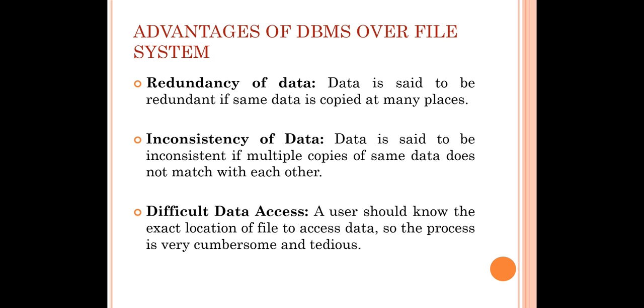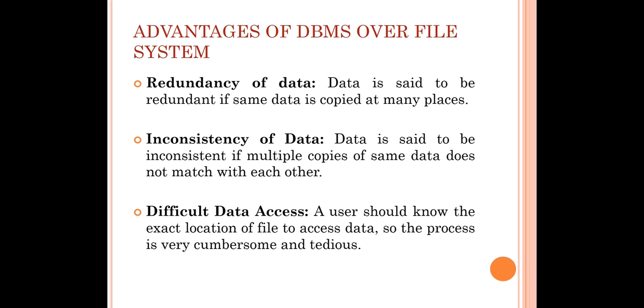Next, we will discuss the advantages of DBMS over file system. First, we will discuss the point redundancy of data. Data is said to be redundant if the same data is copied at many places. The data redundancy is representing the duplication of data. Suppose we are managing the database of a college where a student is enrolled for two courses. The same student details in such a case is stored twice, which will take more storage than needed. The data redundancy often leads to high storage cost and poor access time.